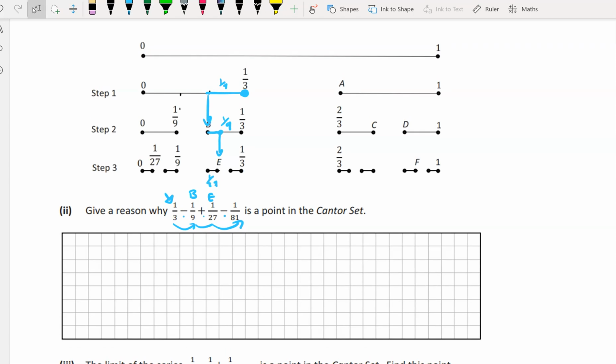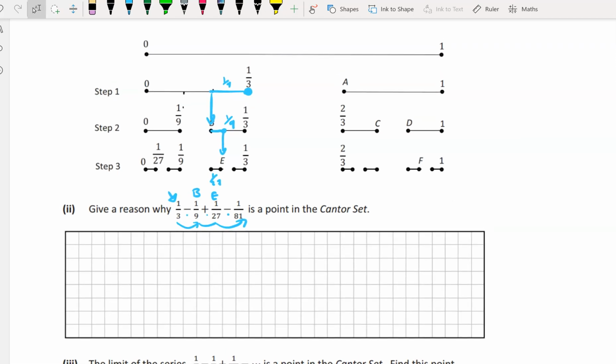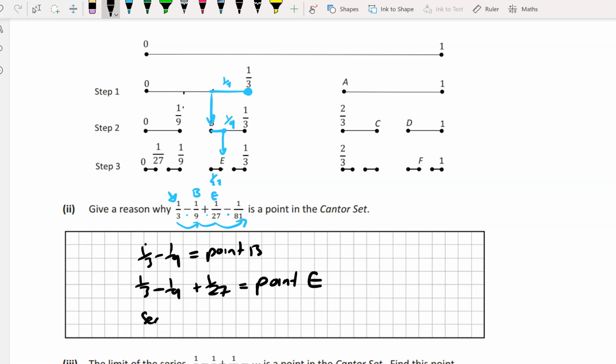Now, the accepted answer was very, very broad for this, but if I was justifying this, giving the reason, I would say 1/3 minus 1/9 gives me point B. Then I'd say 1/3 minus 1/9 plus 1 over 27 gives me point E. So I would say the series, because you're adding and subtracting, gives points on the set. That's really as best as you can do for an explanation here.